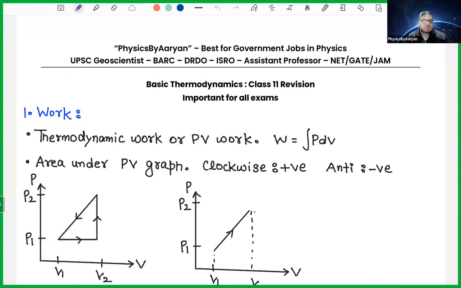I am starting this course with the very important subject, which is thermodynamics and statistical mechanics. Why is it very important? Because in the last 3-4 years, thermodynamics is coming in a huge proportion, not only in this exam but also in your GATE, CSIR NET and IIT JAM exams as well. So today I'm going to begin with thermodynamics.